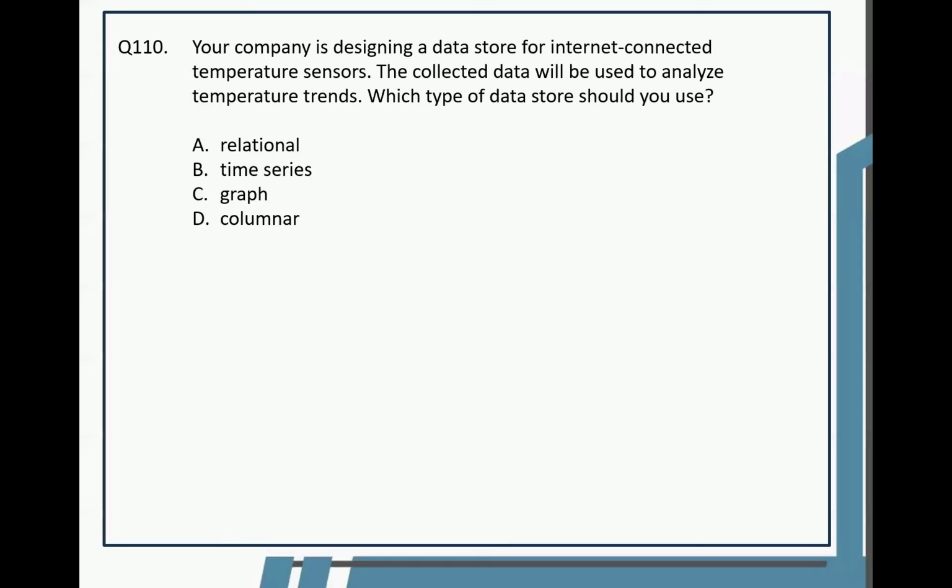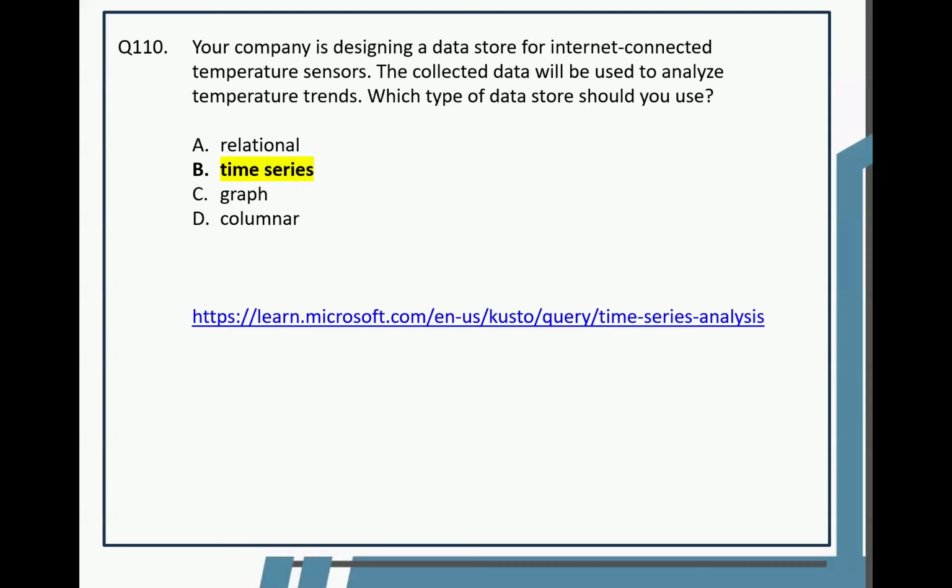Now, folks, time series is designed specifically for data that is time-stamped and collected over time, like sensor readings. It allows efficient storage, querying, and analysis of trends, patterns, and anomalies. Folks, the keyword for this question is IoT, which pretty much confirms the answer is time series. There is a link on your screen. Please go through it to read more about time series analysis as this is a critical exam topic.